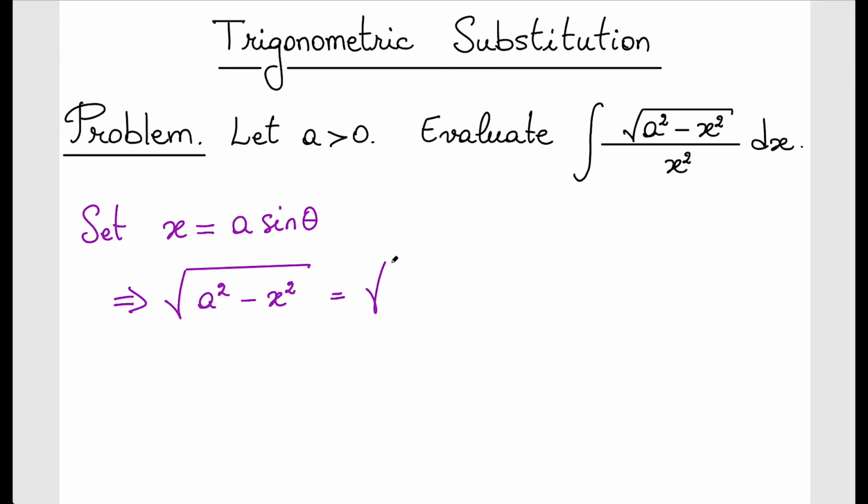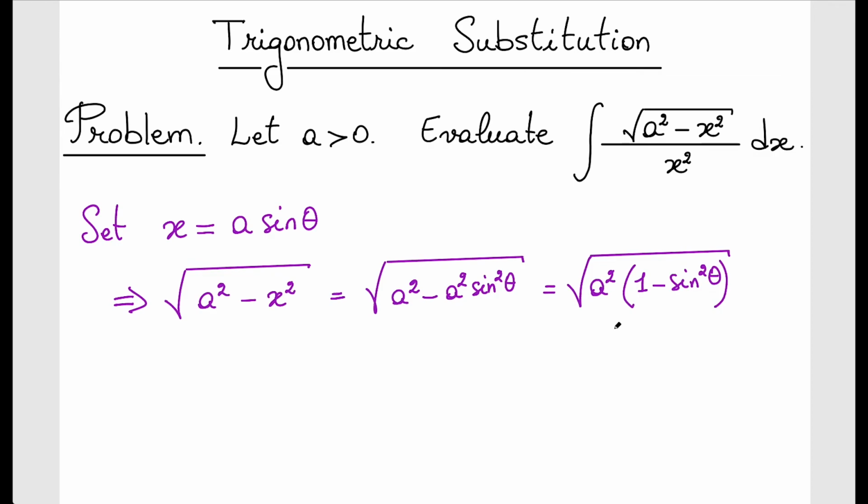So this becomes the square root of a squared minus, the x is a sine theta, so the x squared becomes a squared sine squared theta. And this is equal to the square root of, let's factor out a squared inside, and we get 1 minus sine squared theta, right? And this is equal to the square root of a squared, since a is positive, which is a, times the square root of 1 minus sine squared theta. And how much is 1 minus sine squared if you appeal to the Pythagorean identity? Back to the trig course. So this is cosine squared theta. Correct? So then this is equal to a times the square root of cosine squared theta.